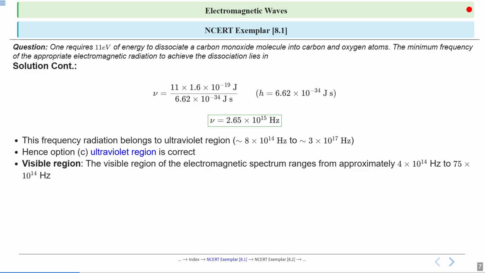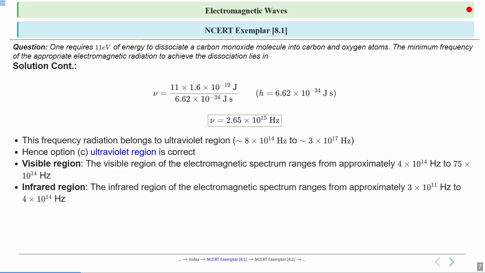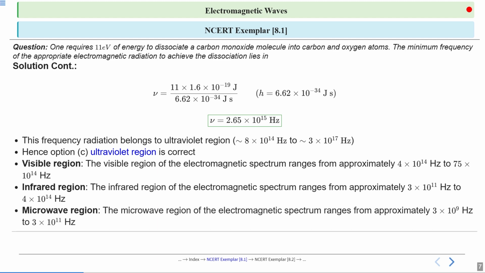Options are also given for the visible region, infrared region and microwave region. The spectrum band of the visible region is from 4 into 10 raised power 14 hertz to 7.5 into 10 raised power 14 hertz. For infrared, the range of frequency is 3 into 10 raised power 11 hertz to 4 into 10 raised power 14 hertz. For microwave, the range of frequency is 3 into 10 raised power 9 hertz to 3 into 10 raised power 11 hertz.